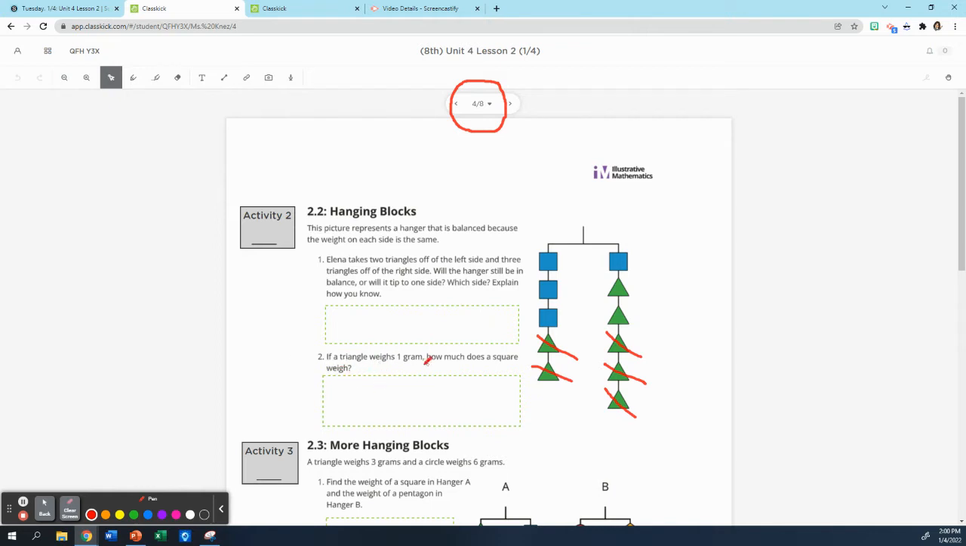And then question 2 says if a triangle weighs 1 gram, how much does a square weigh? So go ahead and answer questions 1 and 2 in activity 2.2. Pause the video and unpause when you're finished.